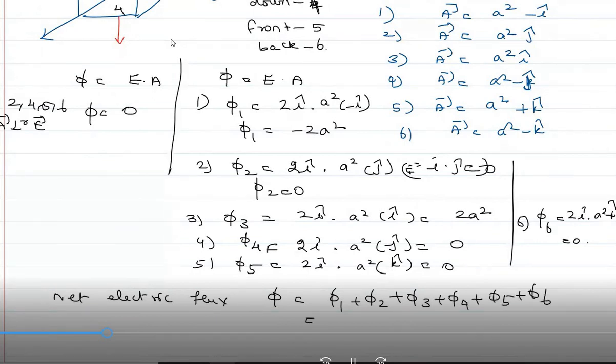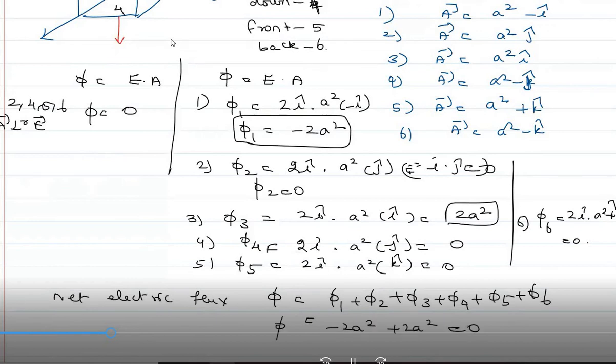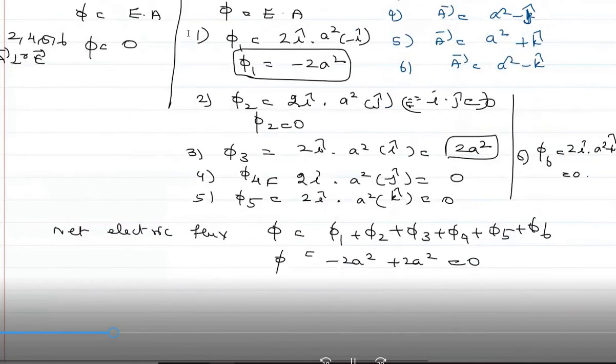So, how much? Phi1 and phi2 will be there, phi3 will be there. All others are 0. It is minus 2A square plus 2A square, which is nothing but 0. Is it clear? For your understanding, I have done this much. But in the exam, you should not write all these things.